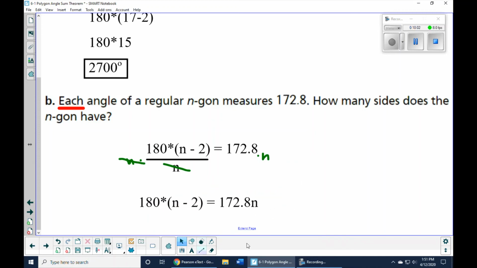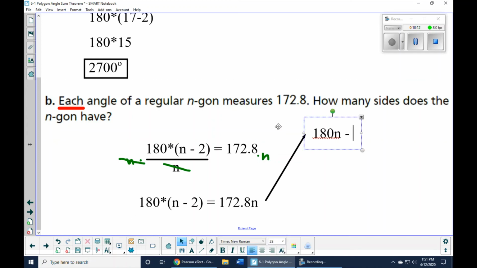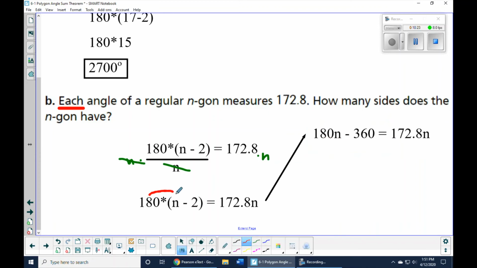Now, let's move all this stuff right over here. We need to take this and distribute. So it's going to be 180n minus 360 equals 172.8n. Where did that 360 come from, you ask? Well, I'm glad you asked. We need to take that 180, multiply it by n, and also multiply it by 2. That's where this comes from. Okay, it's getting a little bit nutty now.